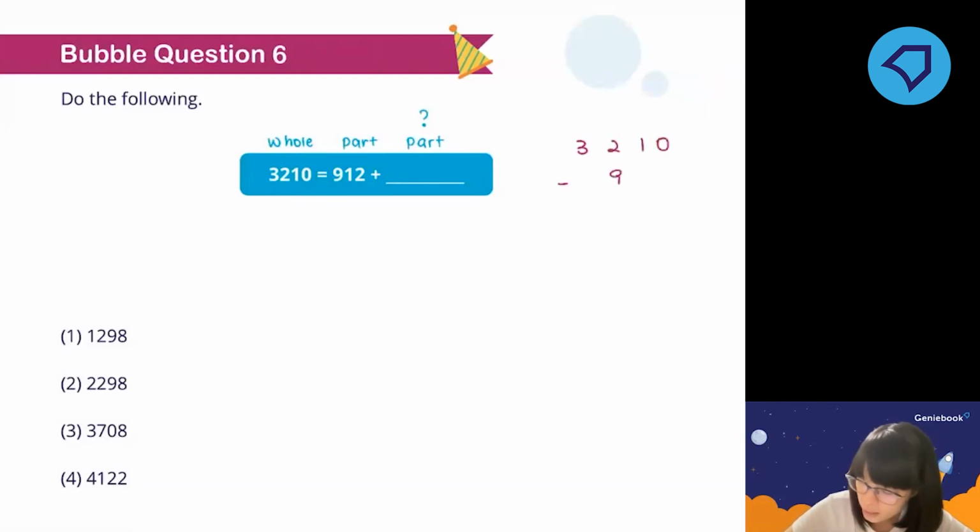3,210 minus 912, we need to do our subtraction. Okay, so we are going to regroup. 0 cannot minus 2. Let's regroup from here.